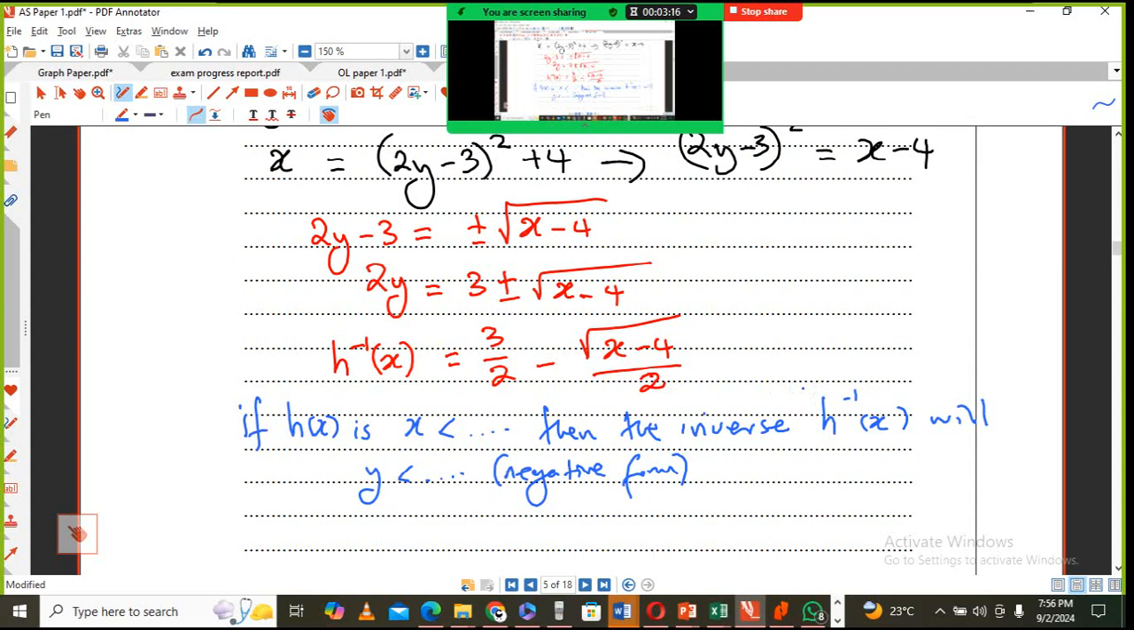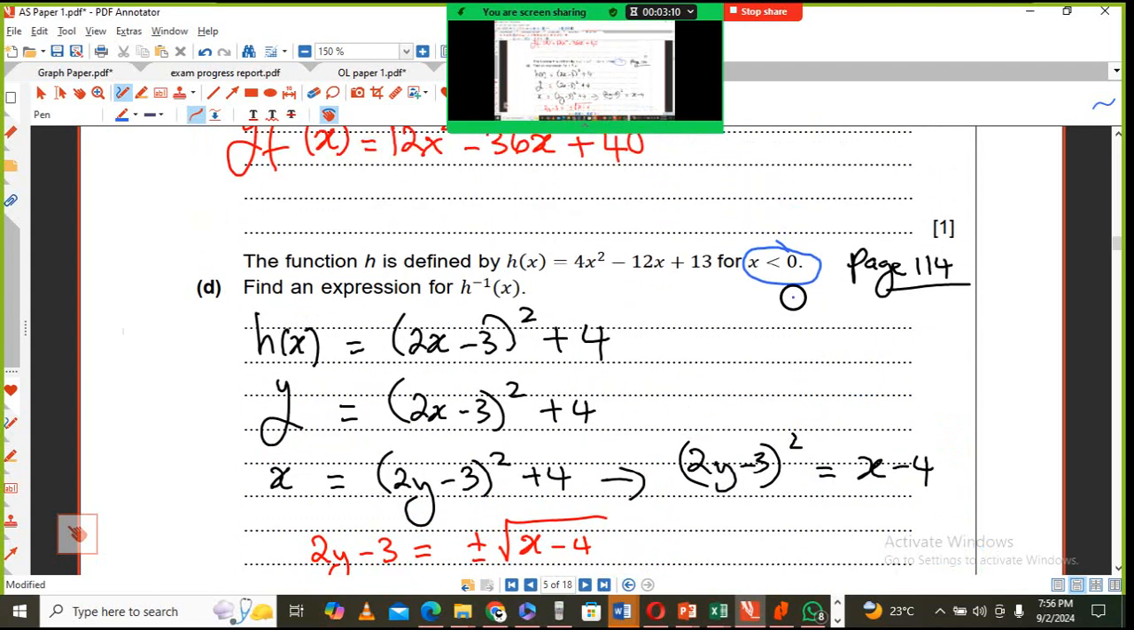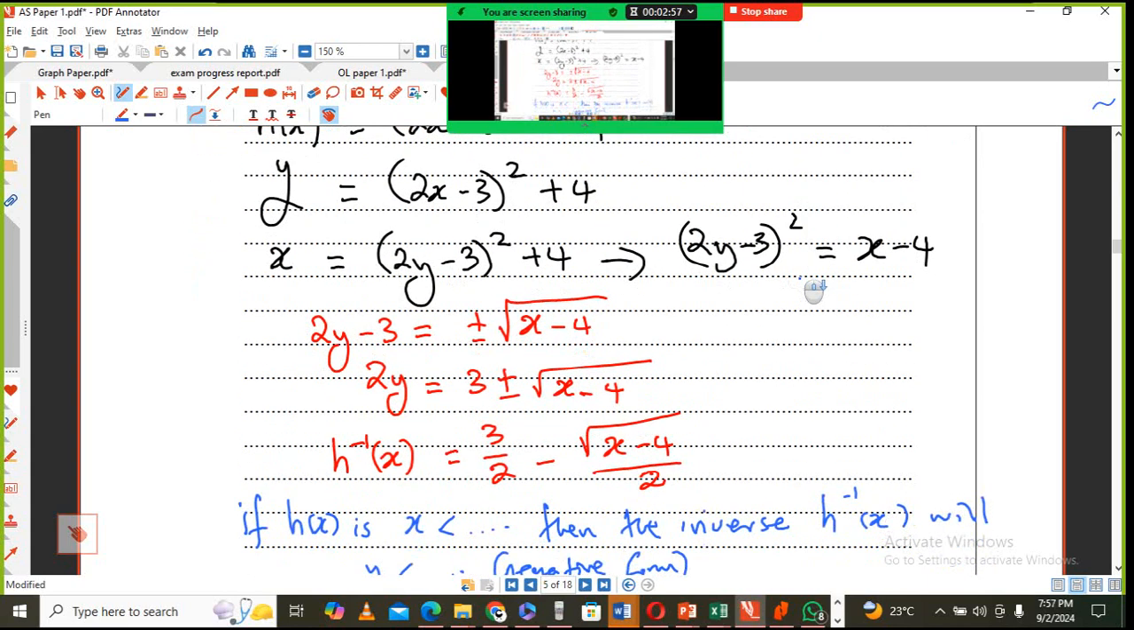So here you're not asked to find the domain and the range, but the domain of the function is x less than 0. So this is the domain of the function. So the range of the inverse will be y is less than 0. Is it not so? Yes, sir.